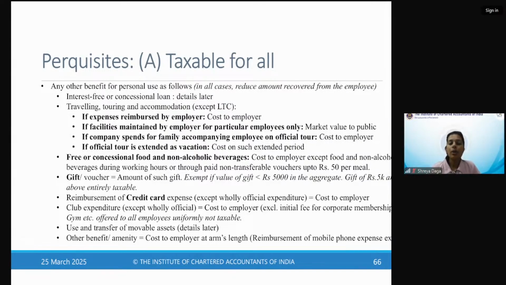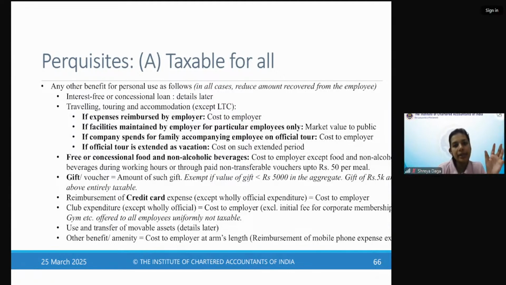Traveling, touring and accommodation expenses. I'm not talking about leave travel concession. Leave travel concession, when your trips are sponsored, that's a separate thing, because that's a personal trip which is sponsored. Here we are talking about, suppose, expenses reimbursed by the employer. You have spent some traveling, tour and accommodation expense which has been reimbursed by the employer.